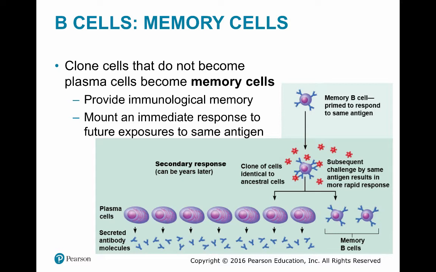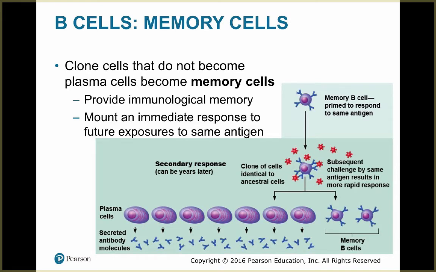And so then we can go and look at the memory cells. What happens there? You can see we have this memory cell here, and we're going to have clones. This is a secondary response. This is later. What happened earlier was a primary response, the very first time you ever come in contact with that antigen or that foreigner, right? This is what happens later. What if that same foreigner comes back into your place, right?